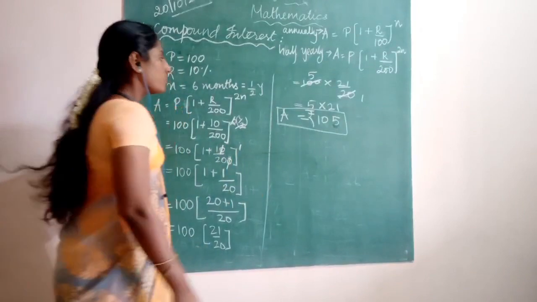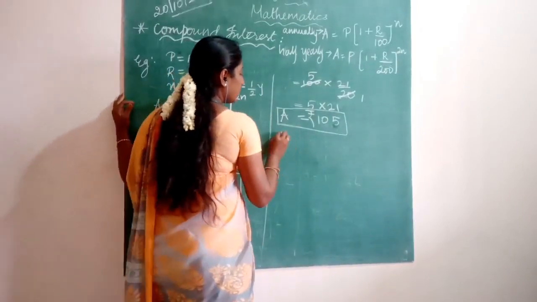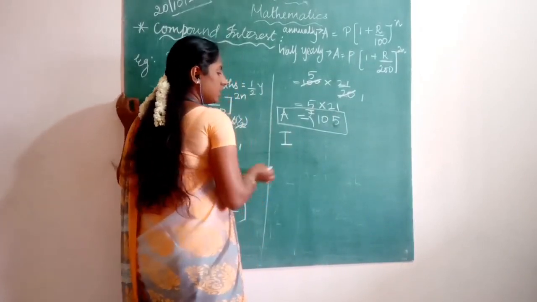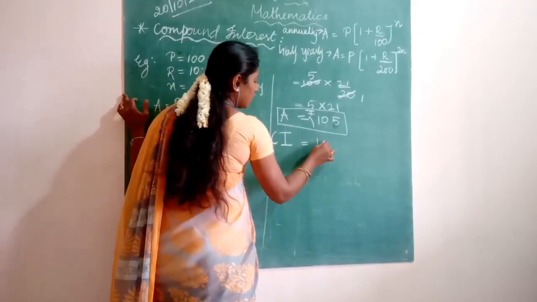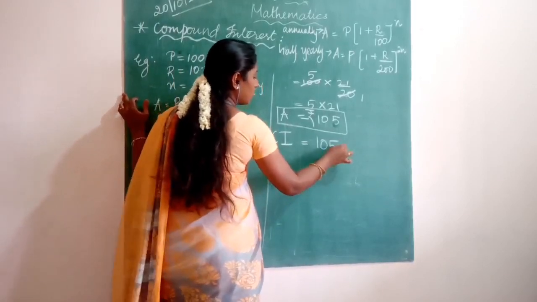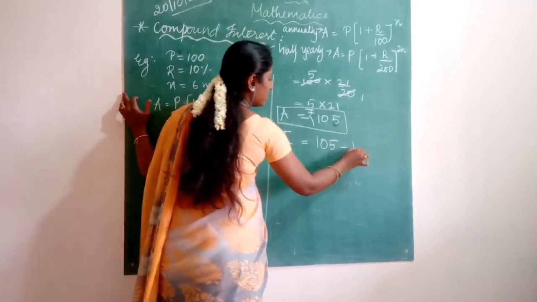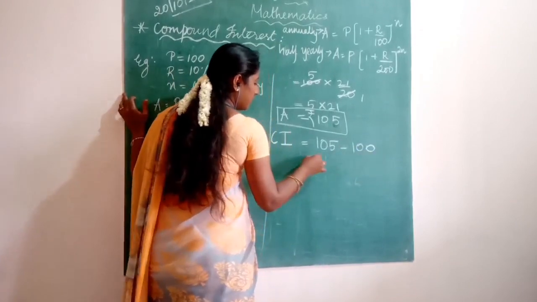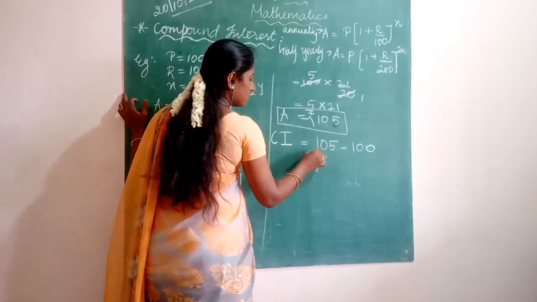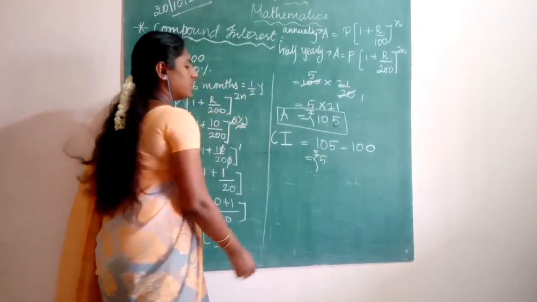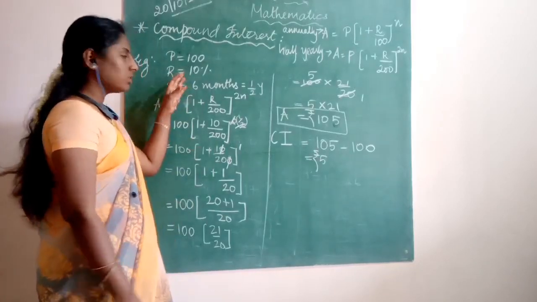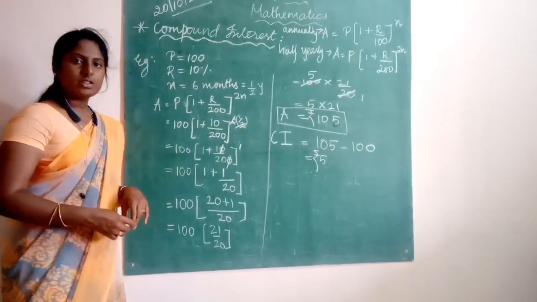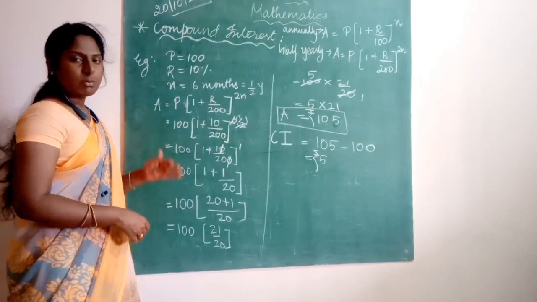Okay, but now the compound interest for half a year is how much? You have to subtract the principal amount from the total amount, and that is simply 5 rupees. Okay, this is the compound interest that is calculated half yearly for this principal amount and for this rate of interest. Okay, so we will solve some more problems in the same model.